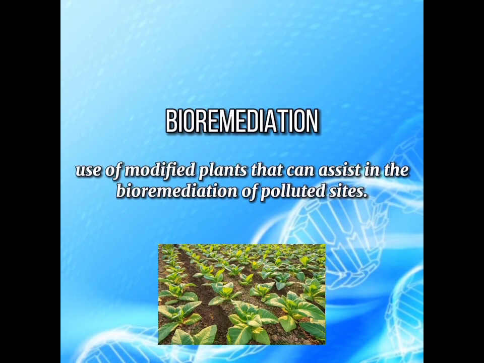For number 4, we have bioremediation. Bioremediation is the use of modified plants that can assist in the cleanup of polluted sites. An example is the scrub tobacco. Nicotiana glauca, or scrub tobacco, is genetically modified with phytochelatin or TOPC2. It is used for bioremediation. It shows a high level of accumulation of zinc, lead, cadmium, and nickel, and produces high biomass.